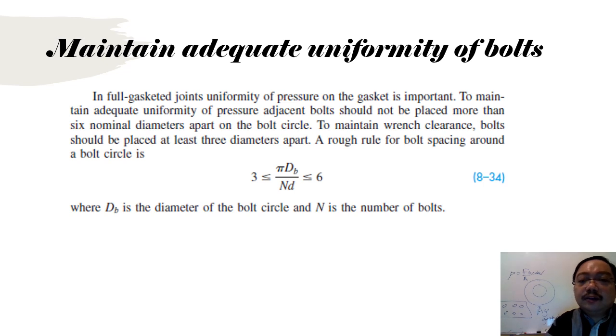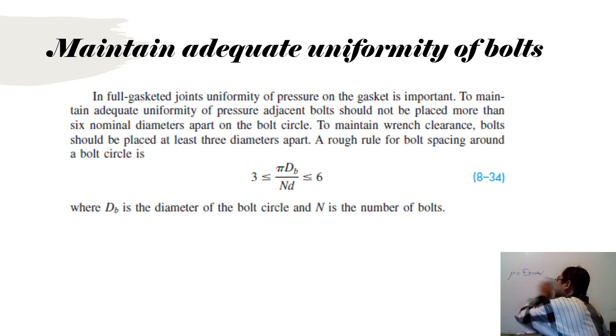Maintain adequate uniformity of bolts in the full gasket joints. Uniformity of pressure in the gasket is important. To maintain adequate uniformity of pressure, adjacent bolts should not be placed more than 6 nominal diameters apart on the bolt circle. What does this statement mean? To maintain wrench clearance, bolts should be placed at least 3 diameters apart. A rough rule for bolt spacing around the bolt circle is 3 less than or equal to pi D over N d less than or equal to 6, where D is the diameter of the bolt circle and N is the number of bolts. So 3 is the minimum and 6 is the maximum distance of the bolts.